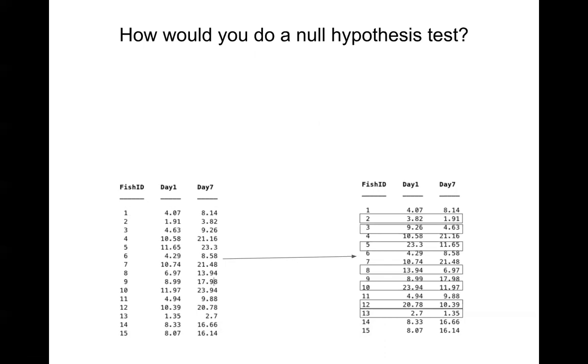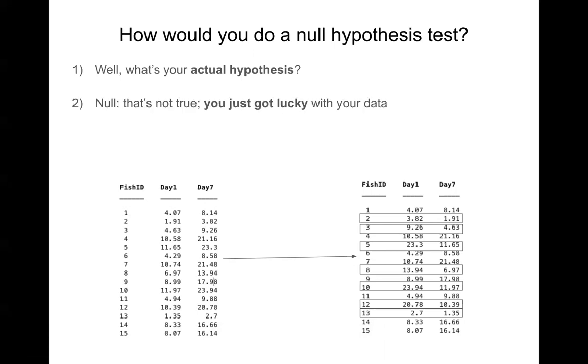Now the next time, a couple different fish flip. But I'm not making any assumptions about distributions. I'm just saying, okay, if there is no difference between day 1 and day 7, how could my data have turned out? If there is no difference in salary between UCLA and USC, how could my data have turned out? That's all we've been doing. What's the opposite of your hypothesis? Do it 10,000 times and see if it's true. So what's your actual hypothesis? Nope, you just got lucky with your data. What's the distribution of lucky? How could it have turned out?